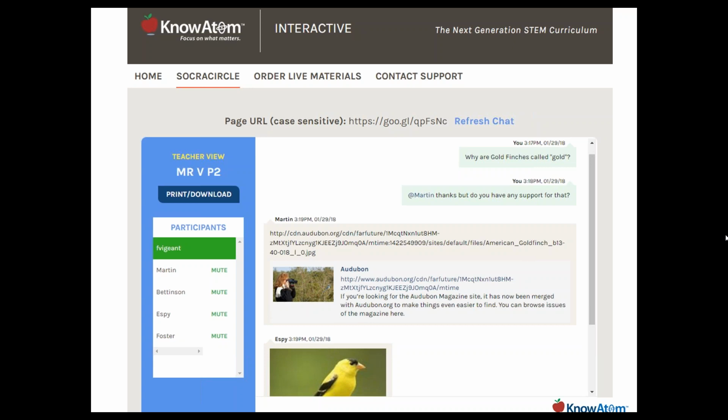Some folks have asked about language arts and intervention settings. Absolutely. So you can use this tool. If you're a KnowAtom user, you have access to this tool. You can use this in English language arts. You can use this in social studies. You can use this in art. If you're familiar with the book Making Thinking Visible, that book comes with some examples of classrooms using higher order questioning techniques to make thinking visible in their classrooms.